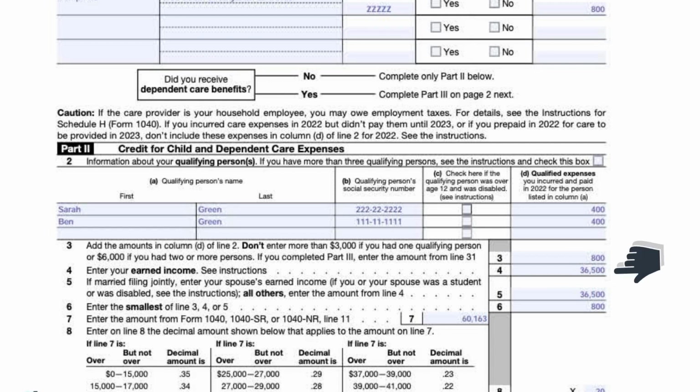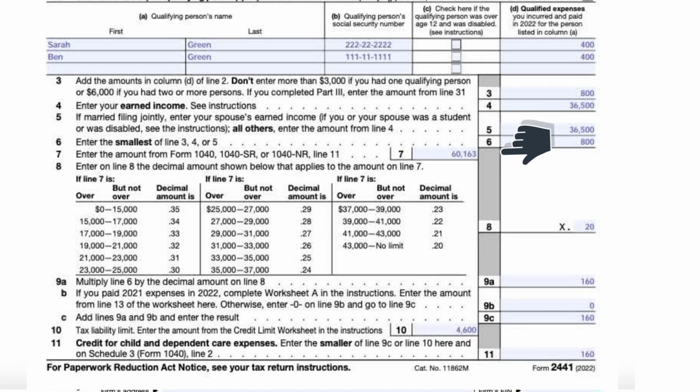On line 4, earned income is entered. Line 5 is for the spouse's earned income. If there is no spouse, such as in our case, you just enter the earned income again. Line 6 is for the smallest of line 3, 4, and 5. Line 7 is the amount on line 11 of Form 1040, which is adjusted gross income. Line 8 enters 0.2, and we multiply the amount on line 6 by this percent, getting the total amount of 160 for line 9A. For line 9B, we enter 0.